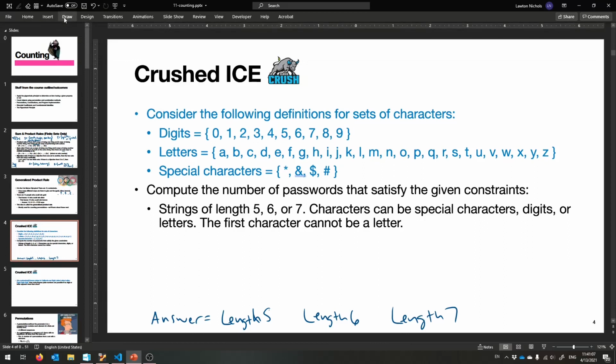Then we have to figure out what are all the ways we can make a length 5 password, a length 6, and a length 7 password. So what is the size of all the length 5 passwords? Here's what happens. The first character cannot be a letter, so the first character must be a digit or a special character. I'll call these D, L, and S. How many ways are there of choosing either a digit or a special character? Let's just add the sets. So D plus S. That's the first character.